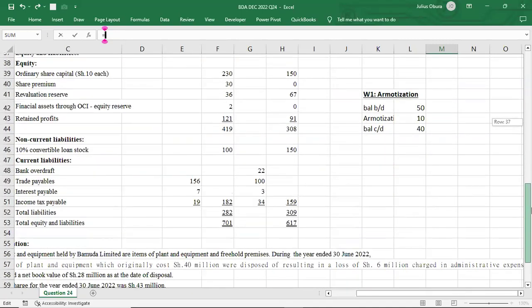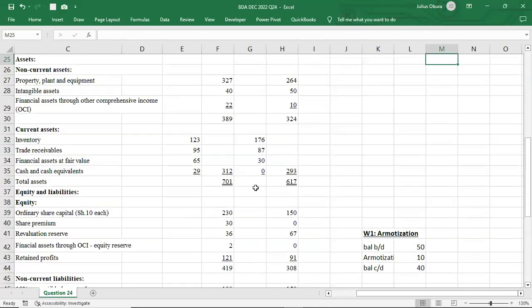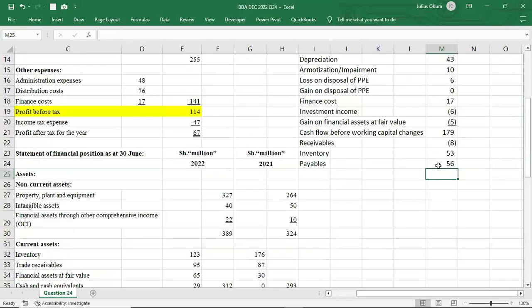Let me say this should be 156 minus 100. Yes, I get a positive 56. So from here, we now add everything to get our cash generated from operations.